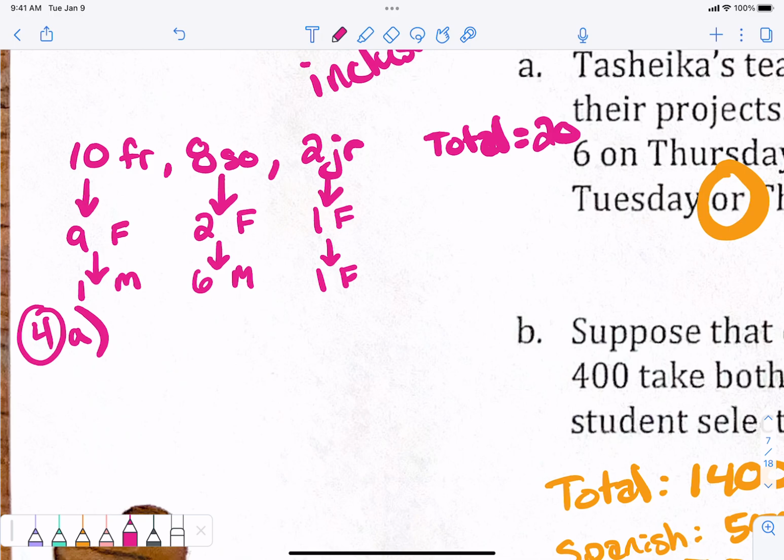Why did I write F? I don't know. One male. Got my label off. Okay? Lots of information going on there.